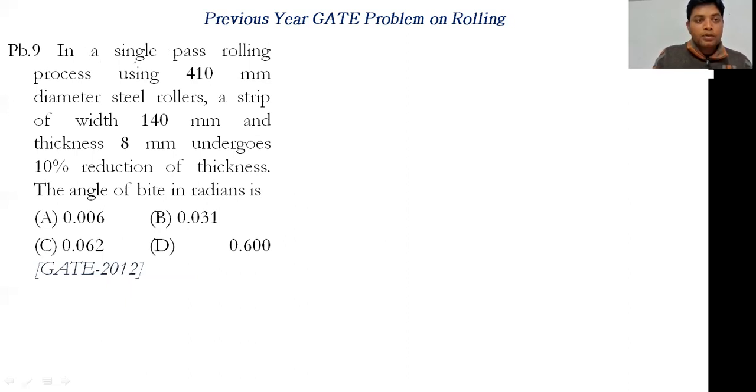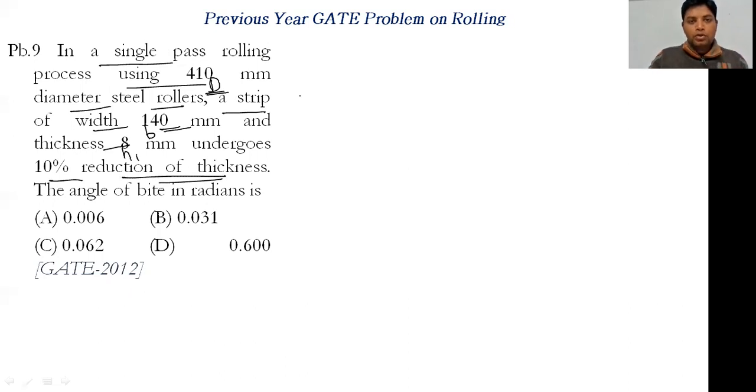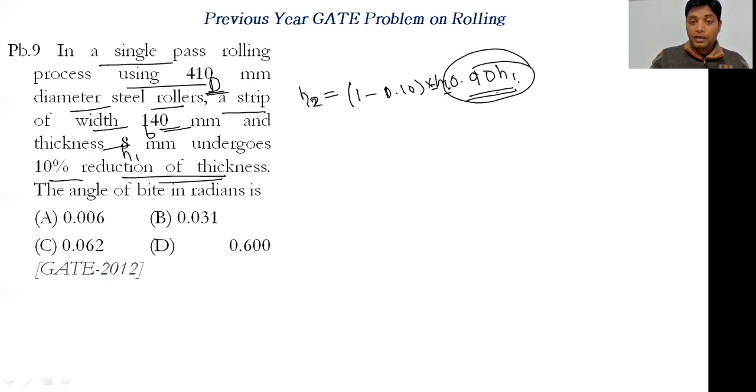Okay, so in this problem, in a single pass rolling process using 410 mm diameter steel rollers, that is the value of capital D given to you, a strip of width B, that is 140 mm, and initial thickness H1 of 8 mm, undergoes 10% reduction of thickness. That means the final thickness is H2, so 10% reduction means what remains is 0.90 into H1.